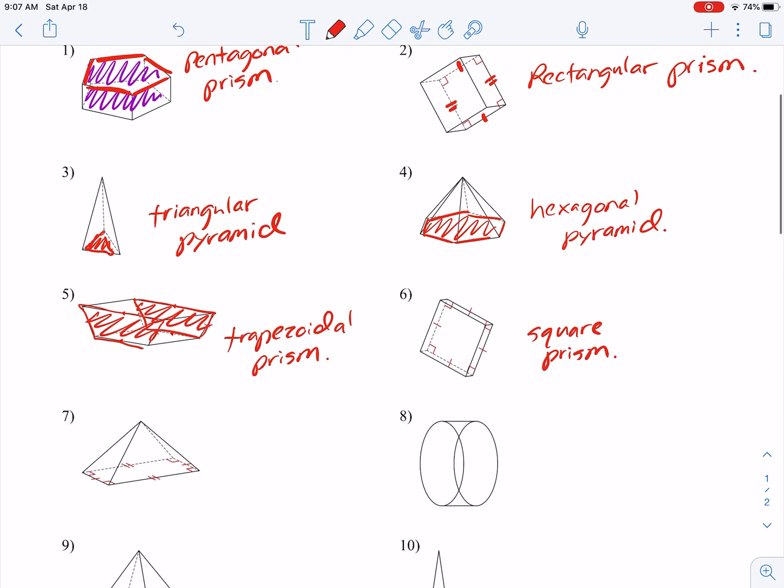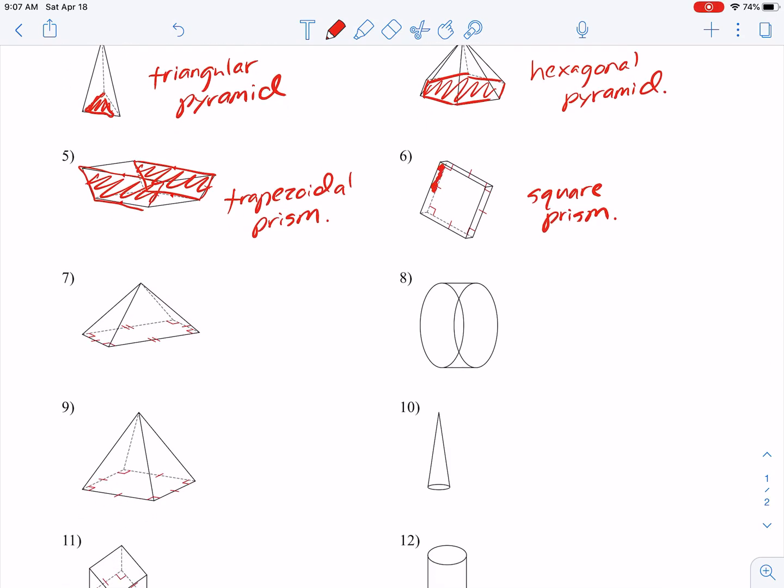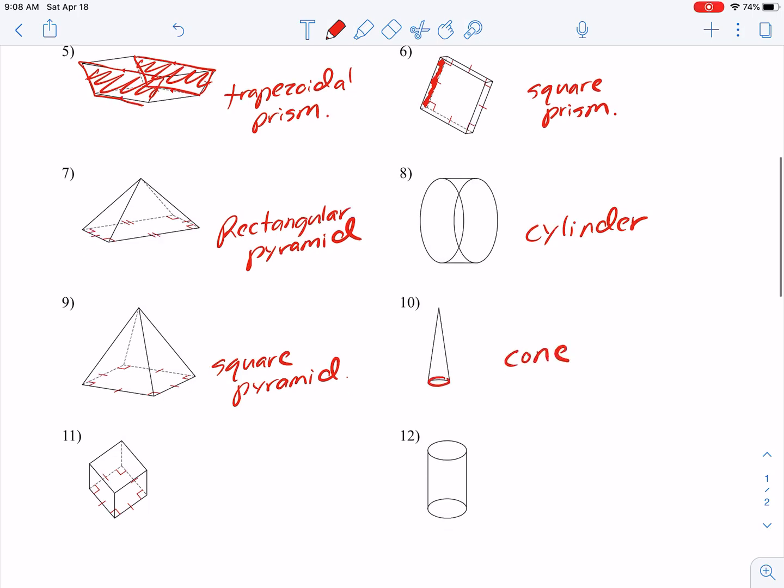Remember, in order for it to be a cube, all six faces need to be squares. These bases right here, these thin rectangles, not a square. Number 7, rectangular pyramid. Number 8, two circular bases, cylinder. Number 9, one square base, a square pyramid. Number 10, one circular base, a cone.